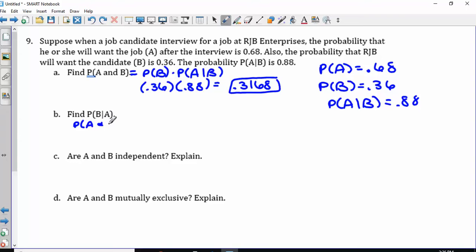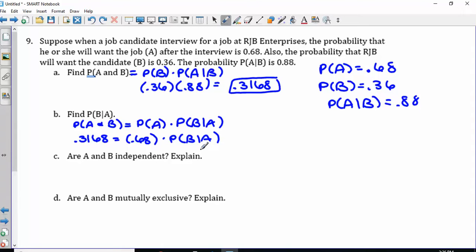If I want B given A, we're using the same formula, but we're flipping it around. So it would have to be the probability of A times the probability of B given A. Is everybody comfortable with how I'm flipping those variables? So that and was given to you on the formula, and you can flip the A, B as needed. I know from part A, the probability of A and B is 0.3168. Probability of A is 0.68. So then we just divide, and we get 0.465.